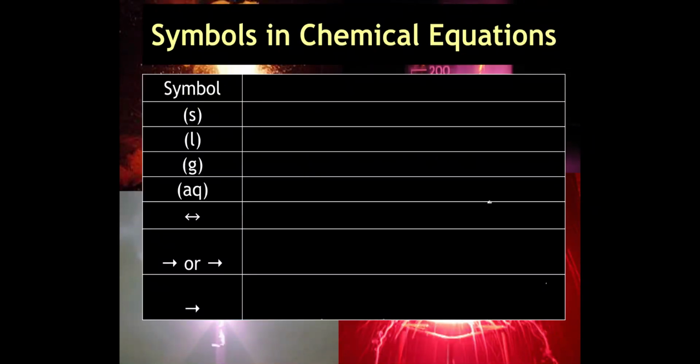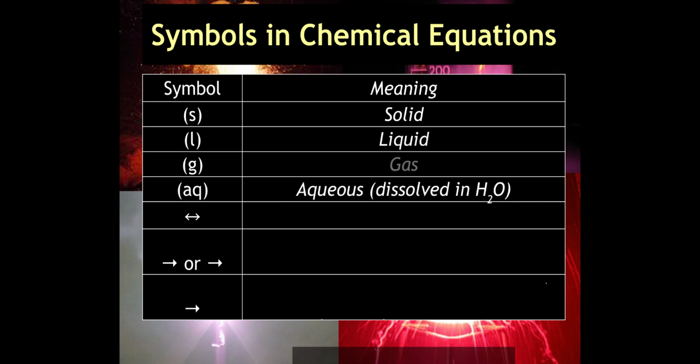So those symbols that you saw, they mean certain things. The little S, when it's written, just means that that substance is solid. If you see a little L beside the substance, then that means it's a liquid. If you see a little G, that means it's a gas. Aqueous just means that you can dissolve that substance in water. If you put it in water, it will dissolve.